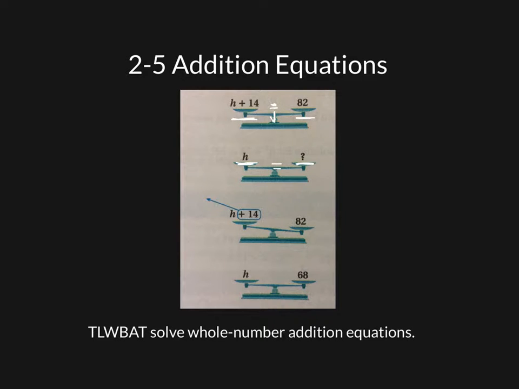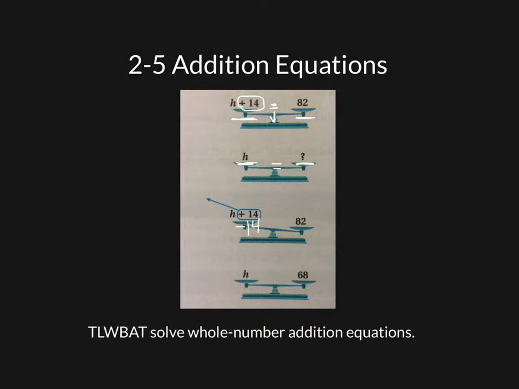Right now, we have this plus 14 bothering the h. We need to get rid of it. So how do I get rid of a plus 14? And we can also think of it as like a positive 14. How I get rid of it is I take it away or I subtract 14.